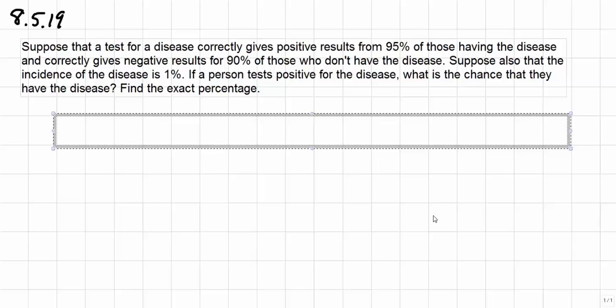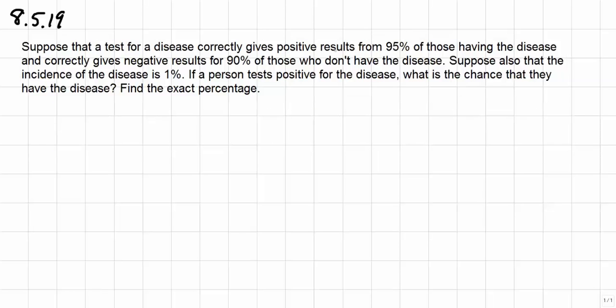So when I say that the incidence of the disease is 1%, we're going to look at this and say that it needs to be multiplied by 10,000 so that I know how many people will have the disease, and then we can discuss how many will actually get a positive result and how many will actually get a negative result.